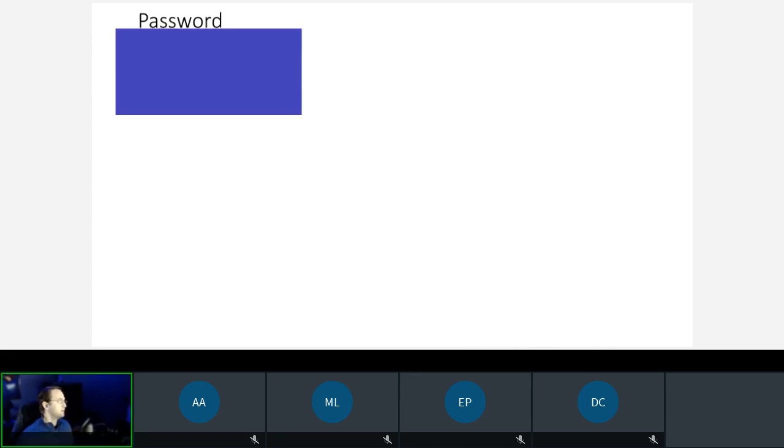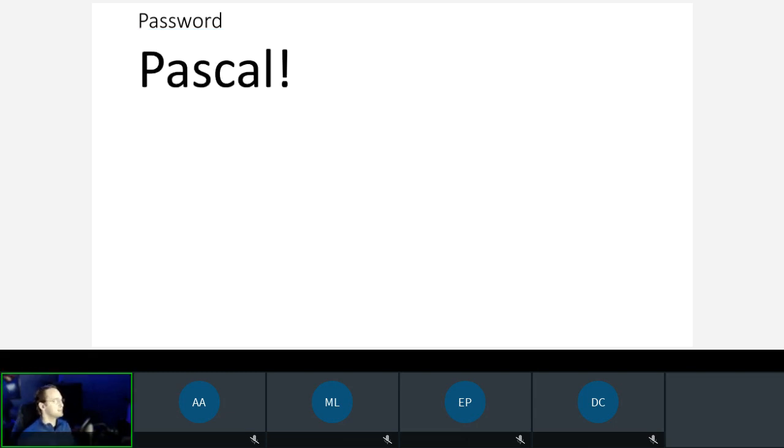All right. That's your TGA and the password. You guys want to guess what the password is? Hey, it's Pascal with an exclamation point. It is case sensitive. It is a capital P, the rest is lowercase, and then an exclamation point at the very end. Pascal, exclamation point. How funny is that?